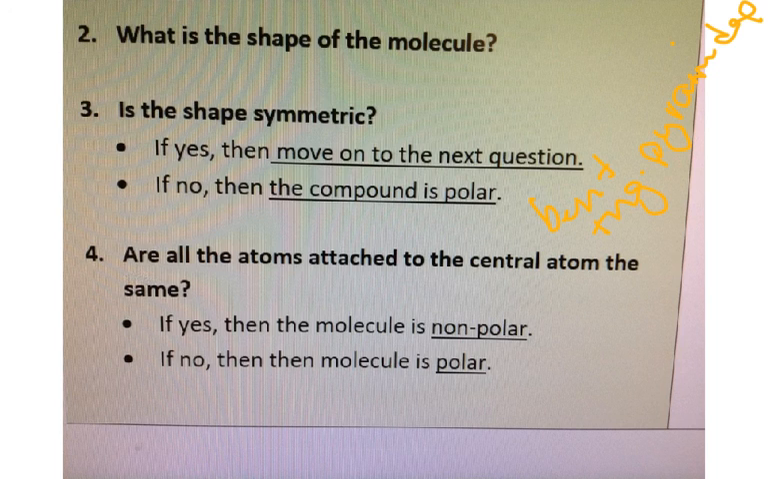If you have one of the symmetric shapes, linear, trigonal planar, or tetrahedral, you then need to ask yourself if all of the atoms attached to the central atom are the same. If yes, then it is nonpolar. If no, then the molecule is going to be polar, so there is a draw going towards one side of that molecule.